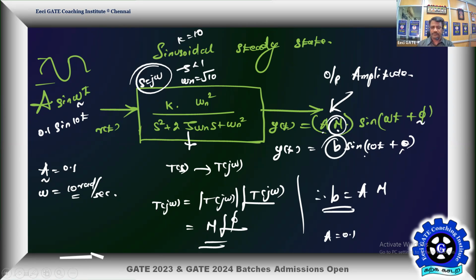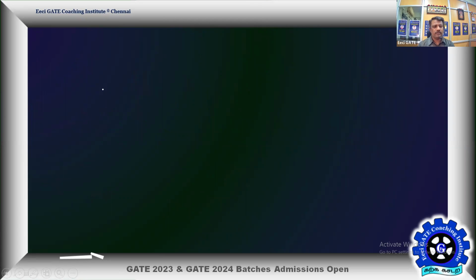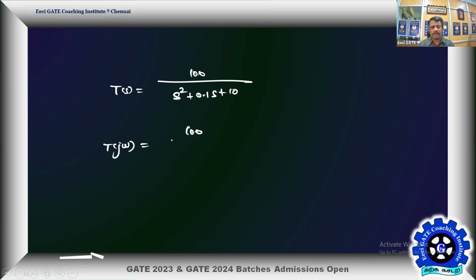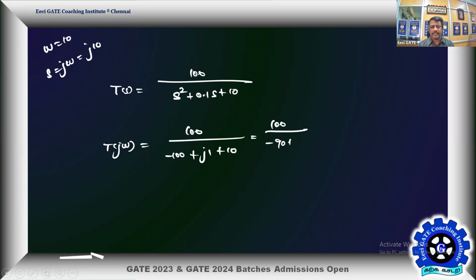So what is our transfer function? T of S is equal to 100 divided by S square plus 0.1 S plus 10. So let S equal to j omega. So T of j omega is equal to 100 divided by, and what is omega? 10. So S is equal to j omega means I can let straight away S equal to J10. So J10 square is going to become minus 100, plus J10 means it is going to be J1 plus 10, I will get. So this is going to become 100 divided by minus 90 plus J1.